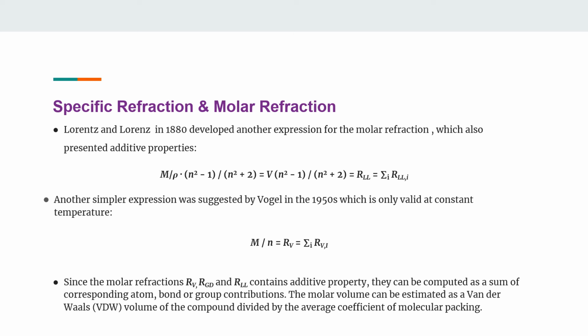Since the molar refractions R_V, R_GD and R_LL, which are for Vogel, Gladstone and Dale, and Lorentz-Lorenz, contain additive properties, they can be computed as a sum of corresponding atom, bond or group contributions. The molar volume can be estimated as a van der Waals volume of the compound divided by the average coefficient of molecular packing.